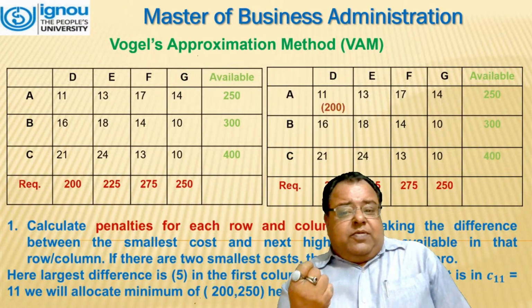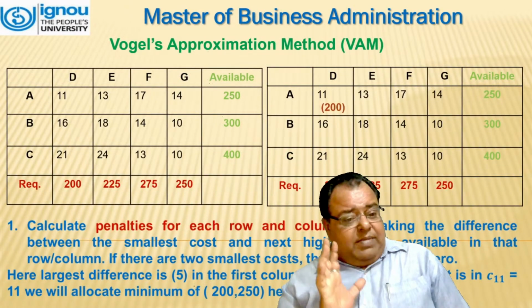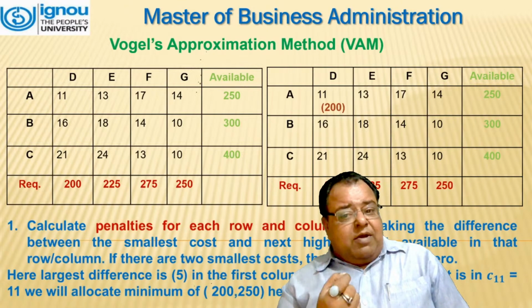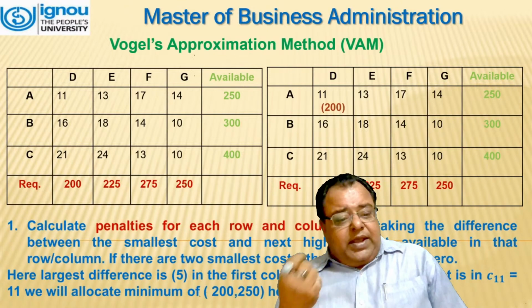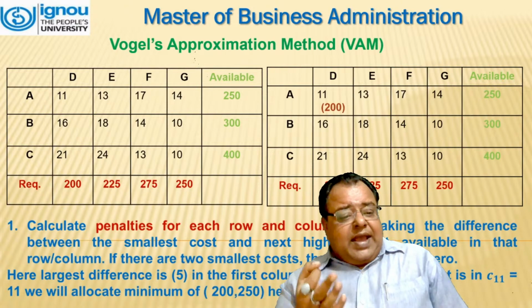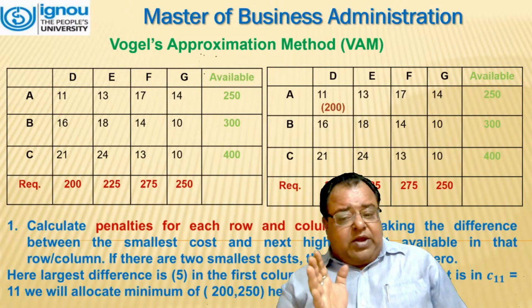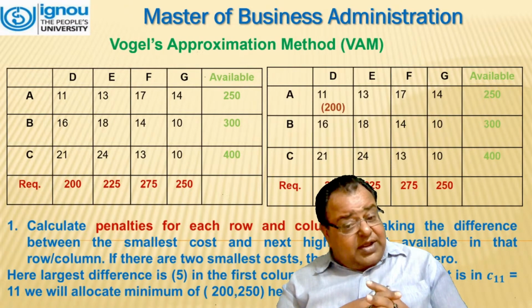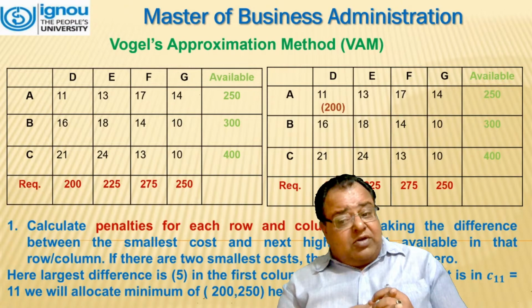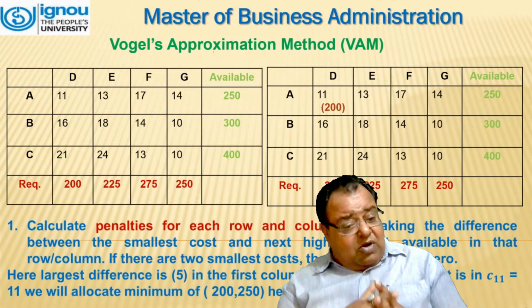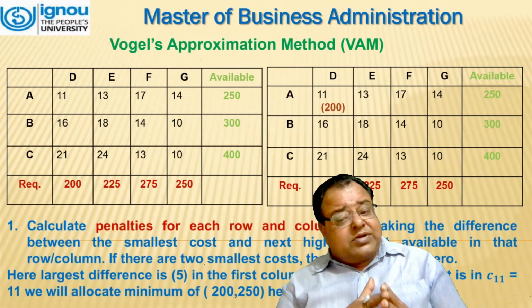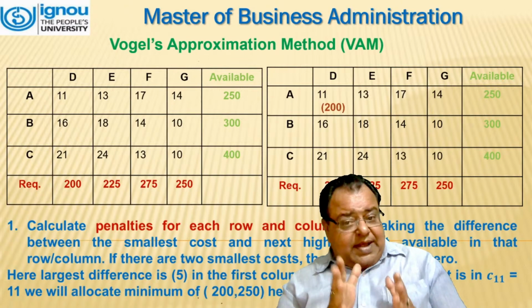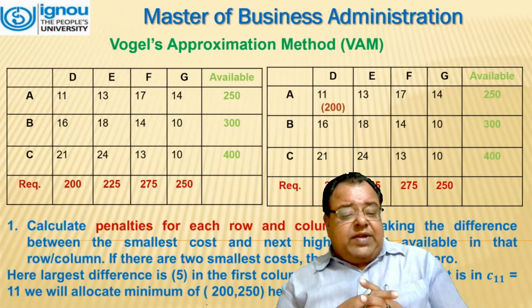Now we move to the VAM method. The problem is the same, we are solving that problem with the VAM method. Initially, we are supposed to calculate penalties for each row and column by taking the difference between the smallest cost and the next smallest cost available in that row or column. If there are two smallest costs, then the penalty is 0. Here, the largest difference is 5 in the first column.